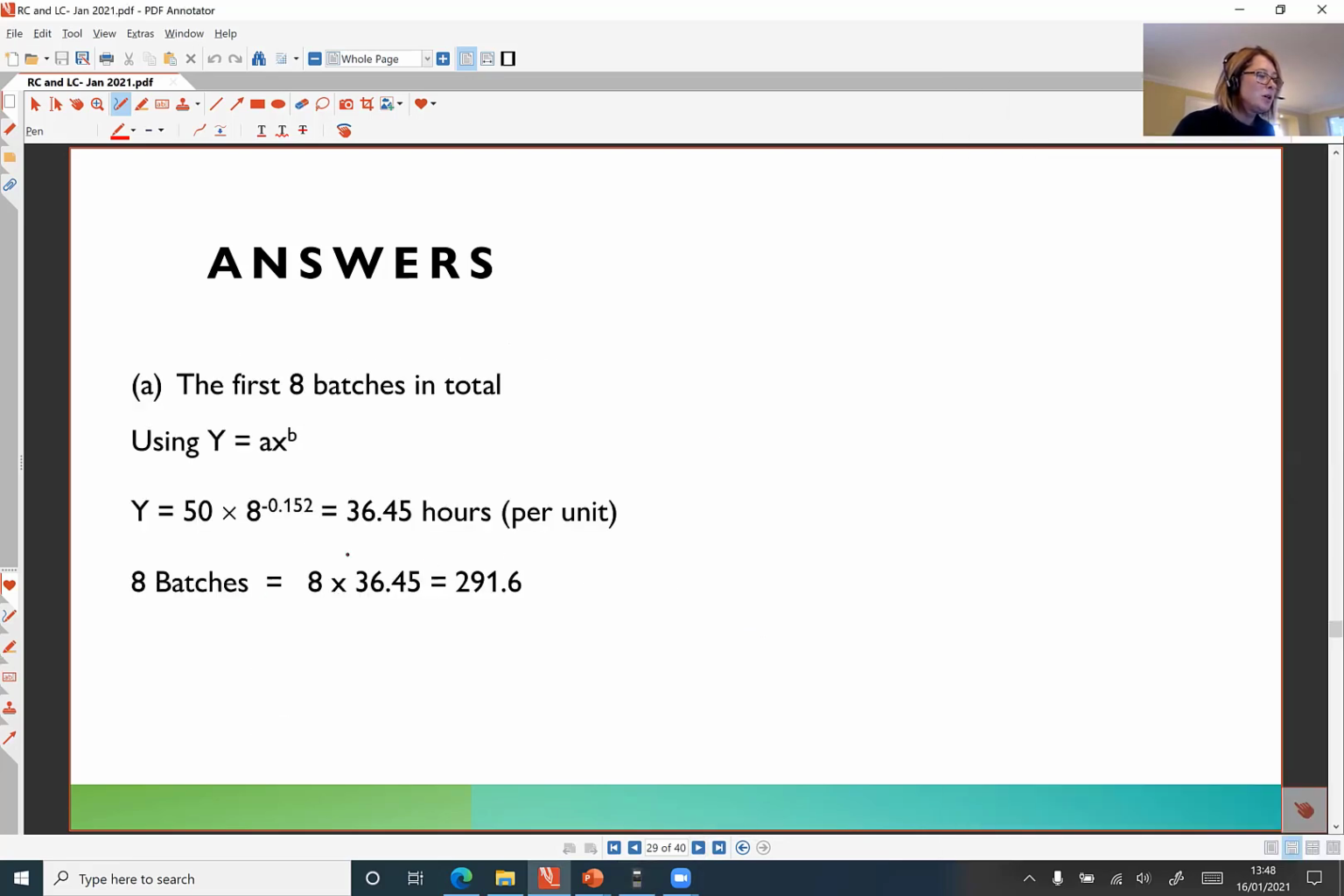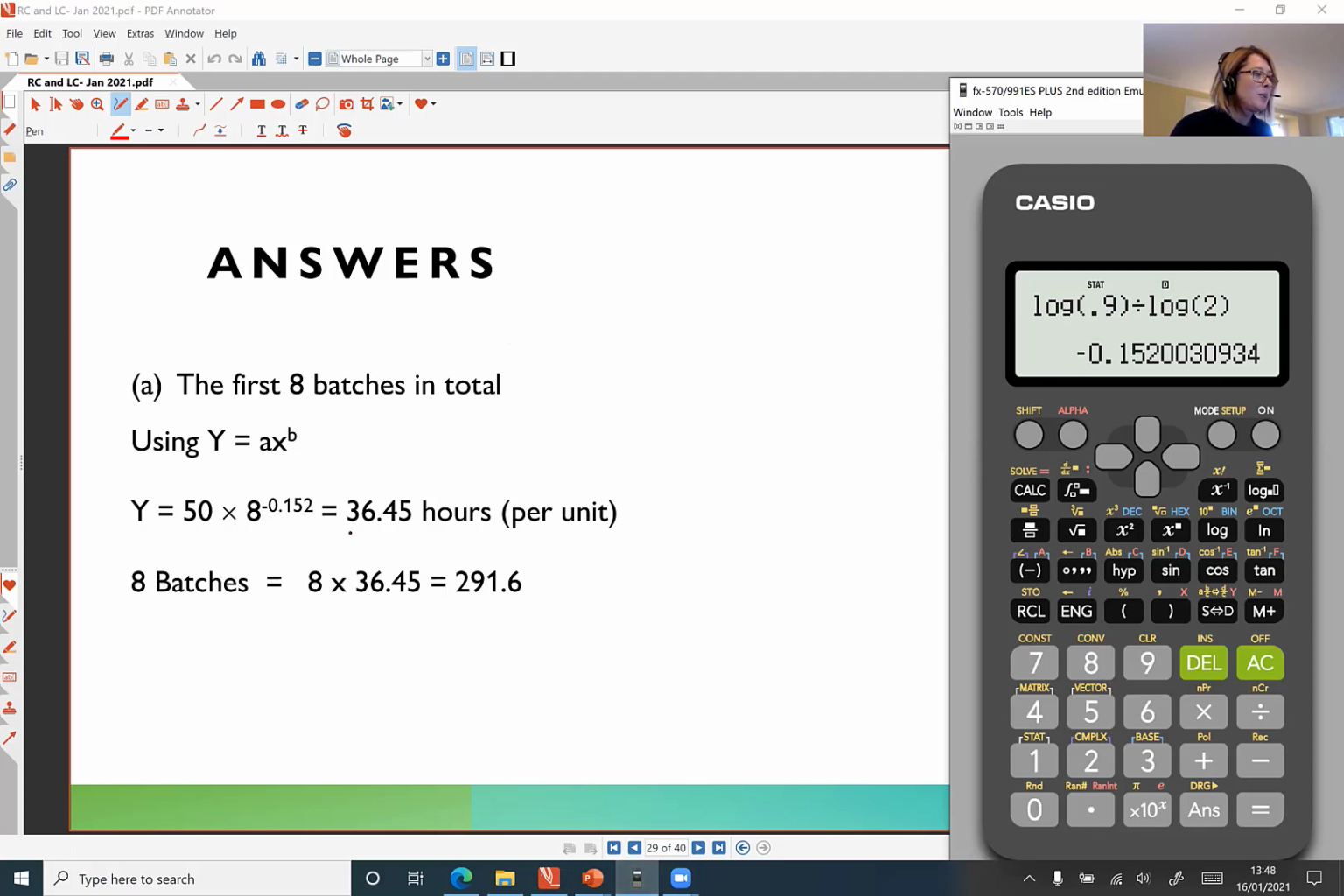Right, so the first 8 batches in total, therefore, using my calculator, is y, the A is 50, the x, because we're using the 8 batches, and therefore the learning rate log over 2 is minus 0.152. So in your calculator, you can do it like this, 50 times 8. And if your calculator's like mine, it's the x to the little box. And then you put minus 0.152. And there you get 36.45. Okay, now I've rounded that up.